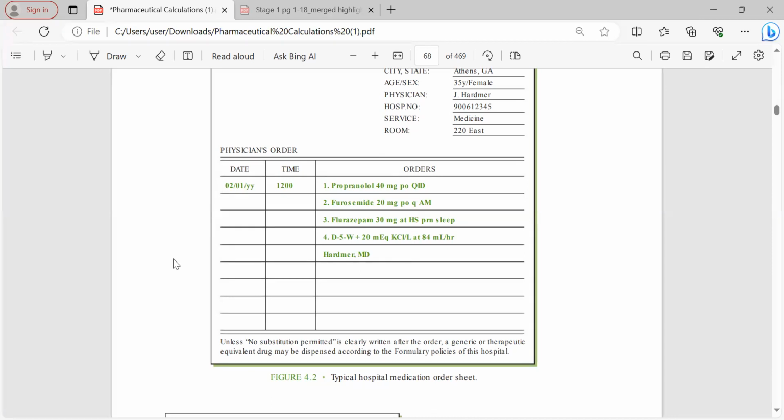Sarah? Yes. I think I've heard guys saying that HS for number 3 means bedtime. Guys, please correct. Come on. You see the one you are looking for, HS, before PRN. I heard it's bedtime.